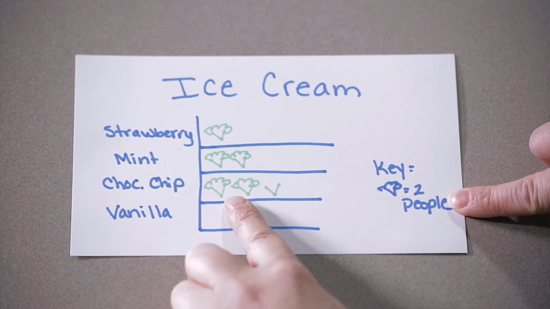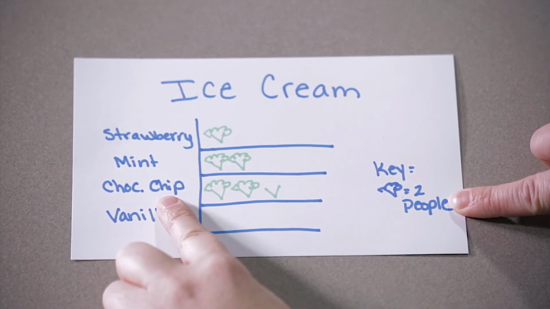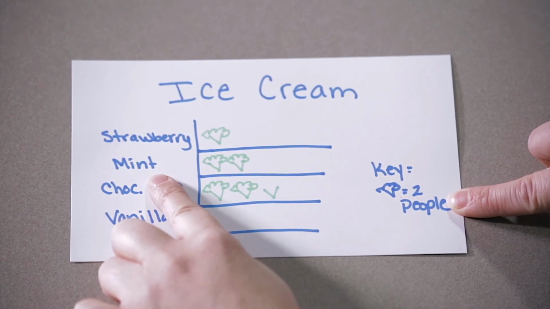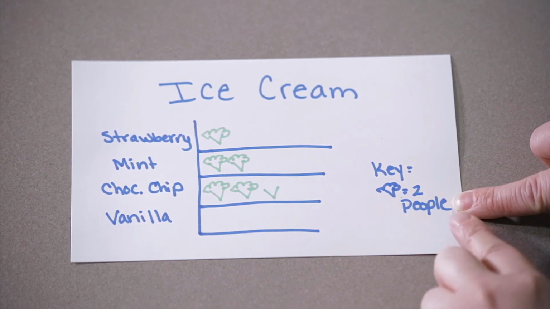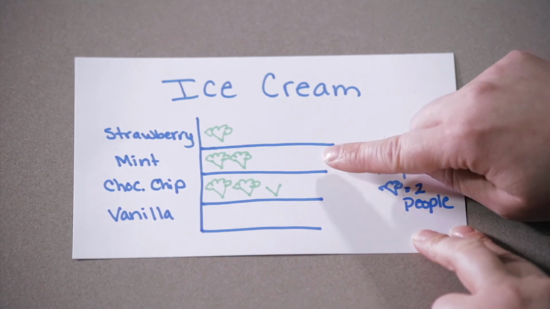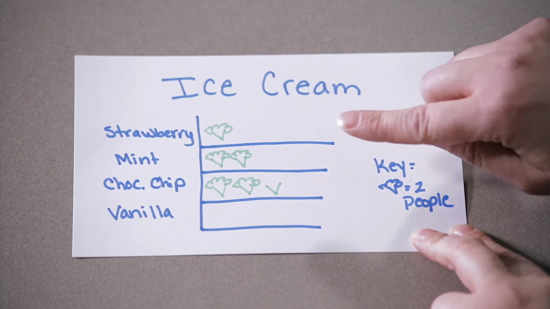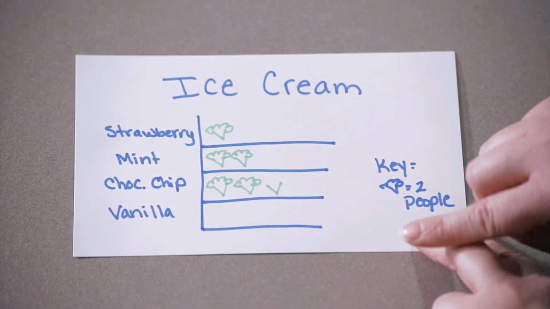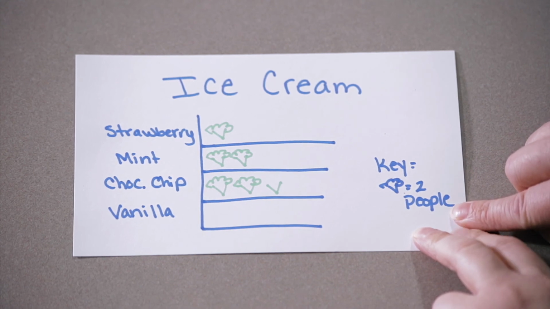Chocolate chip, you can see we have 5 people that like chocolate chip, 4 people that like mint, and 2 that like strawberry. You can ask questions with our graph. How many more people like chocolate chip than mint? Or you can ask, how many times more do people like mint than strawberry? These are the 3 main points that are in Unit 3 in third grade.